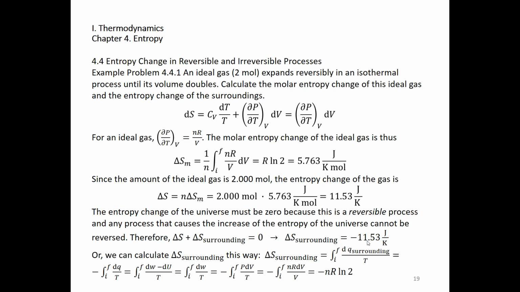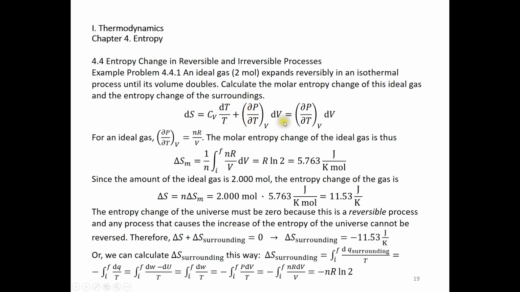Now let's look at one numerical example problem, 4.4.1. An ideal gas, 2 moles, expands reversibly in an isothermal process until its volume doubles. Calculate the molar entropy change of this ideal gas, and also calculate the entropy change of the surroundings of the system. Again, we'll just use this equation, because I think we're given information about temperature and volume. Isothermal, there's no temperature change. This dT is 0.